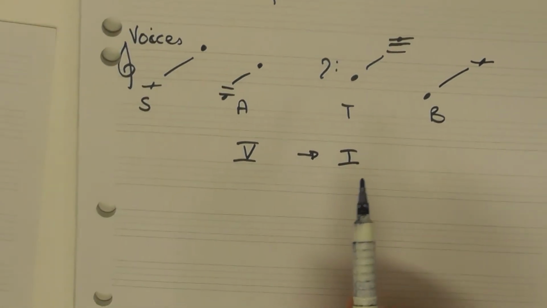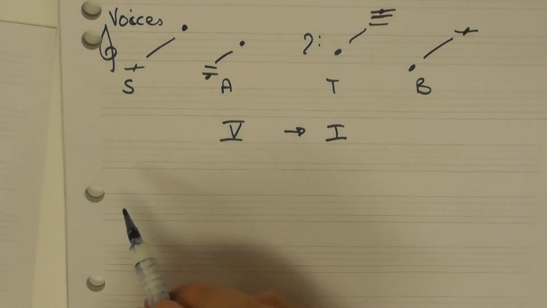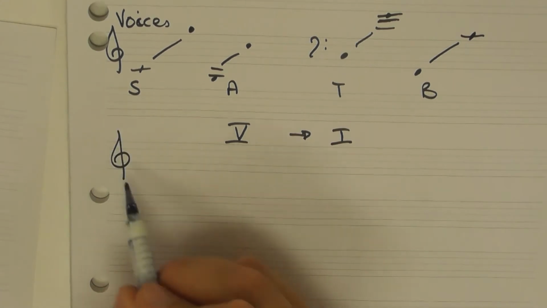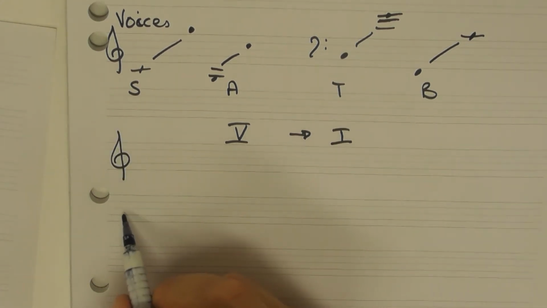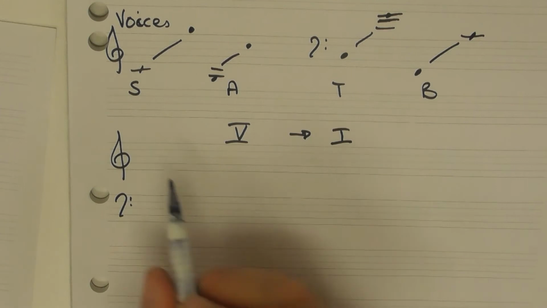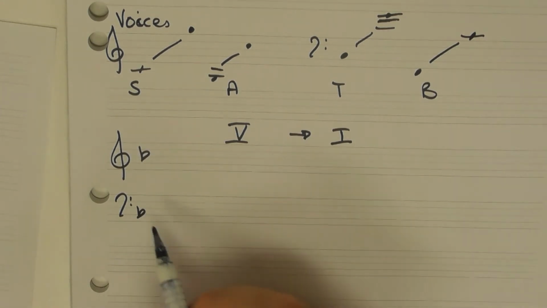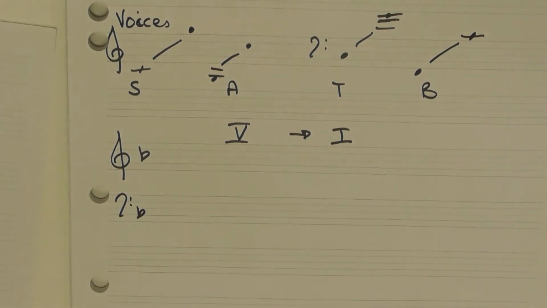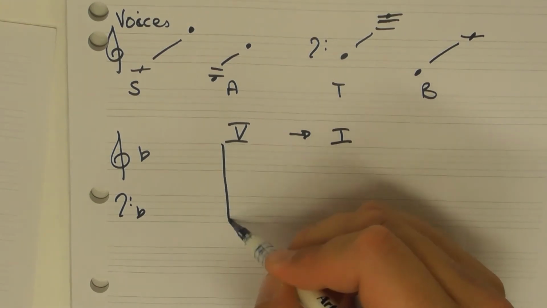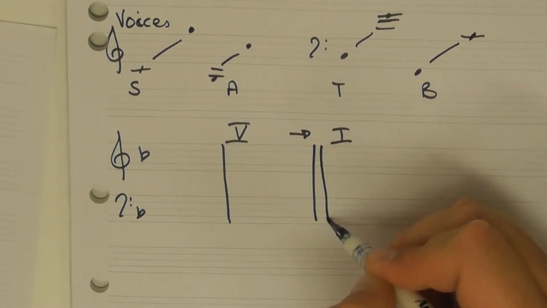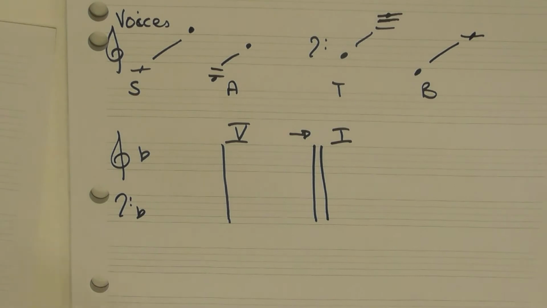For this example, we're going to be looking at it in the key of F major. So we've got our treble clef and our bass clef, and the key of F major has a B flat inside. When you're writing a cadence, we're only going to do 2 bars. Make sure you've got your double bar line at the end.